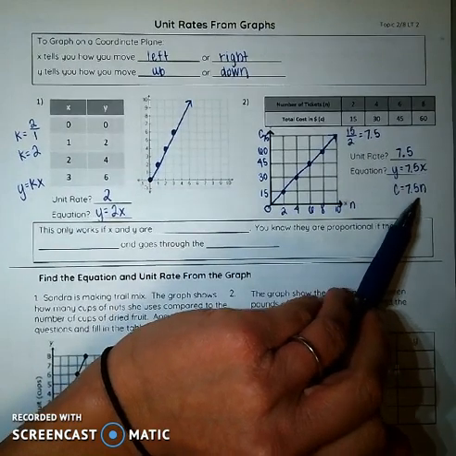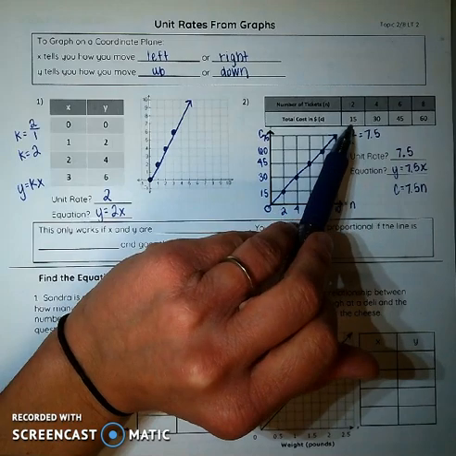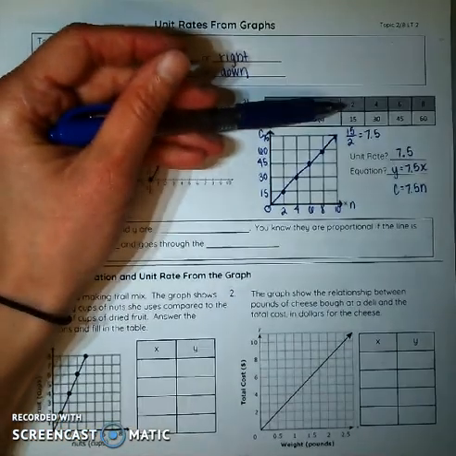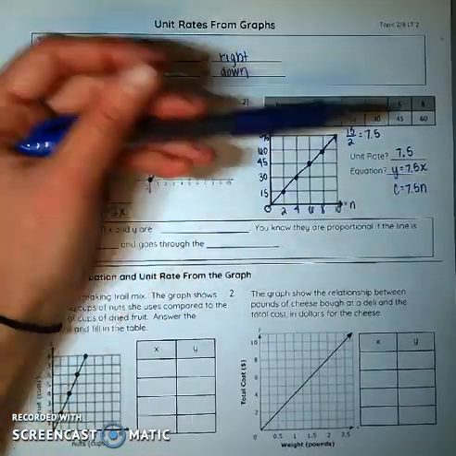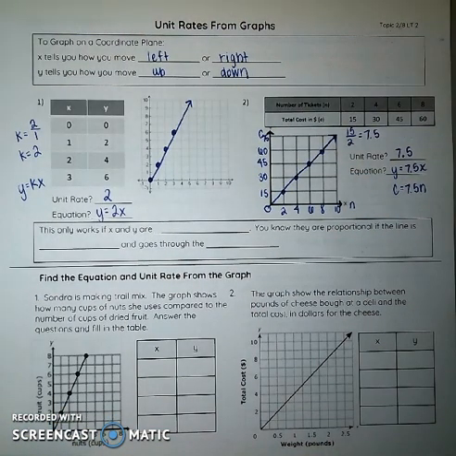Something else that you can recognize is that 7.5 has to be the cost of a ticket, because it makes sense for us to take the number of tickets times that to get the total cost. 7.5 is the same thing as $7.50, so it's $7.50 per ticket.